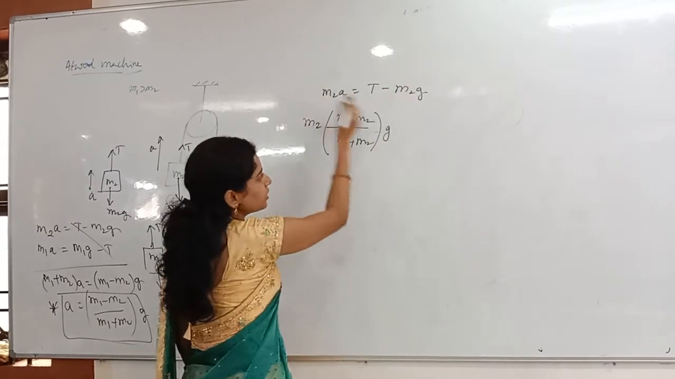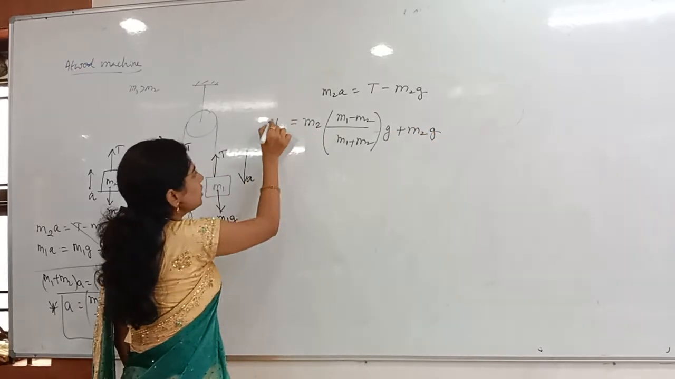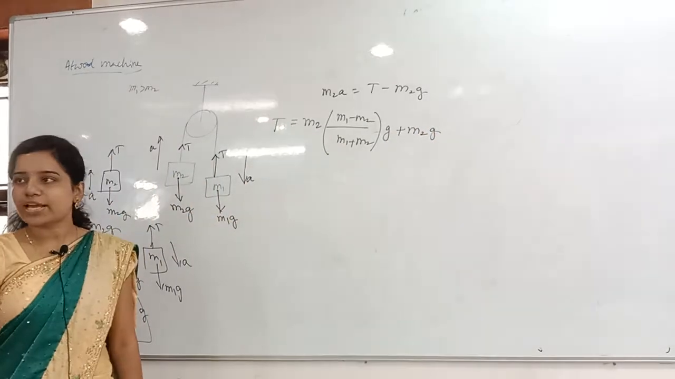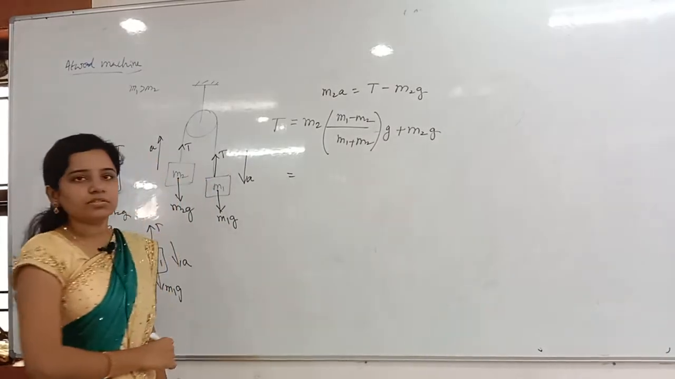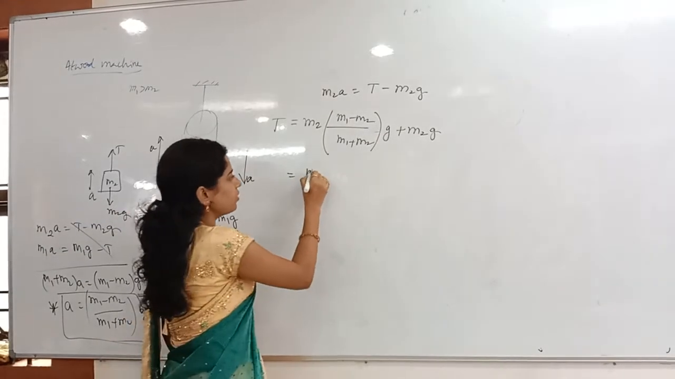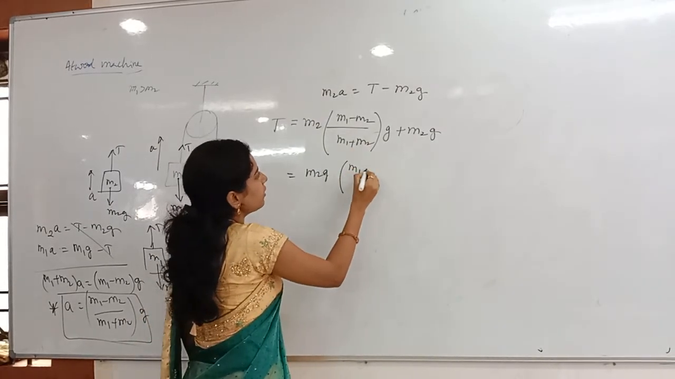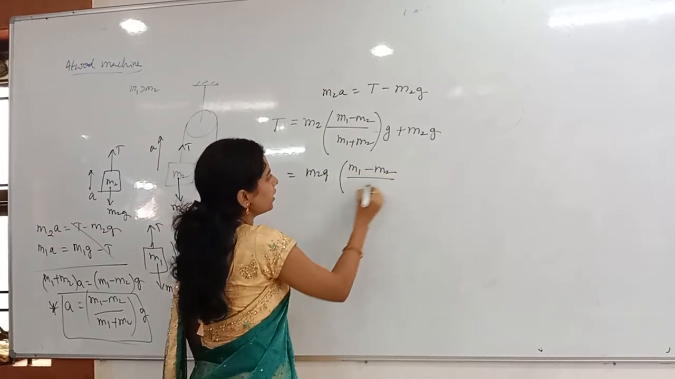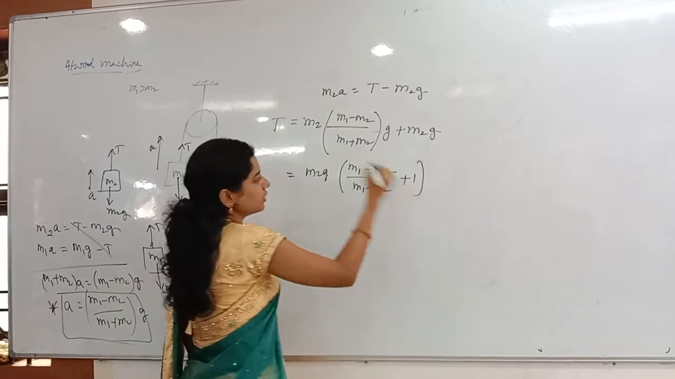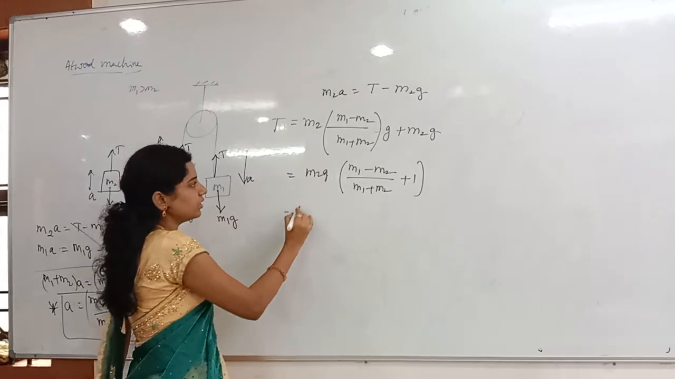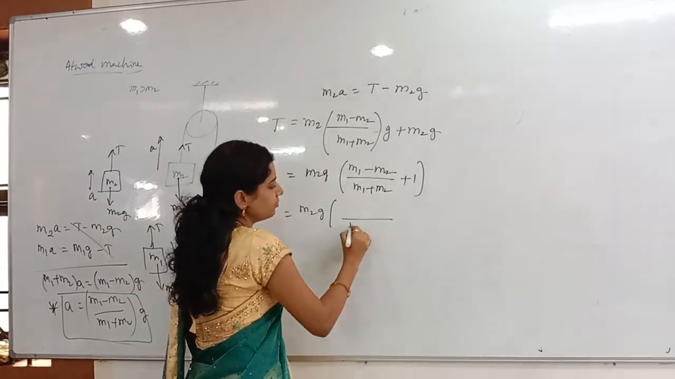I will send M2G to this side. Then plus M2G is equal to T. Correct as it is. Then T is equal to, which I can take as common? M2G I can take as common. Then what is remaining here? M1 minus M2 by M1 plus M2. Here what is remaining? 1. Now here M2G into, I can take M1 plus M2 as LCM.